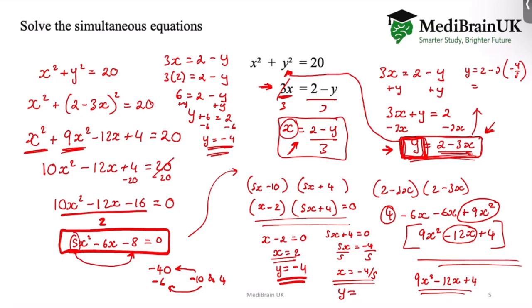Okay, and if you wanted to, you can just type that into your calculator. So 2 minus 3 lots of minus 4/5 is going to get you an answer of 22/5 when you type it into your calculator. Okay, so 22/5 is your value for y. So when x is 2, y is minus 4. When x is minus 4/5, y is 22/5.